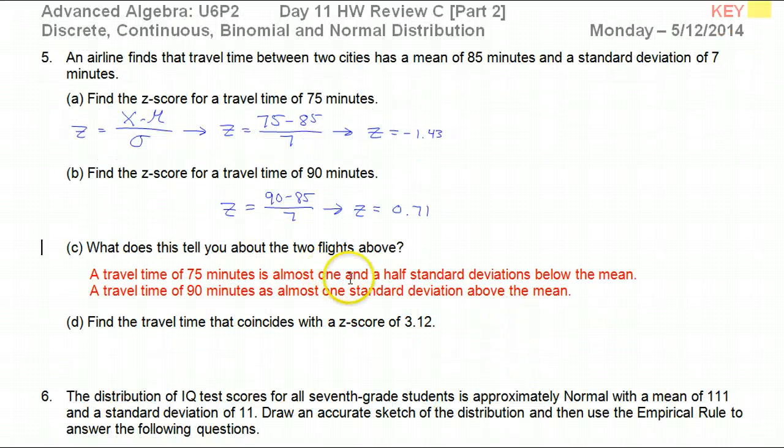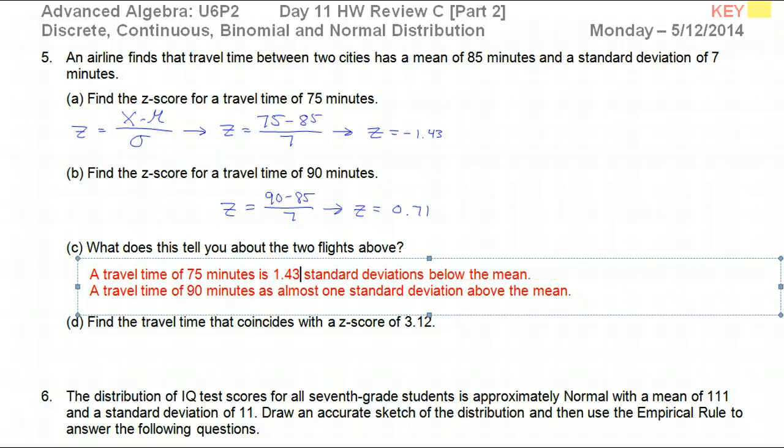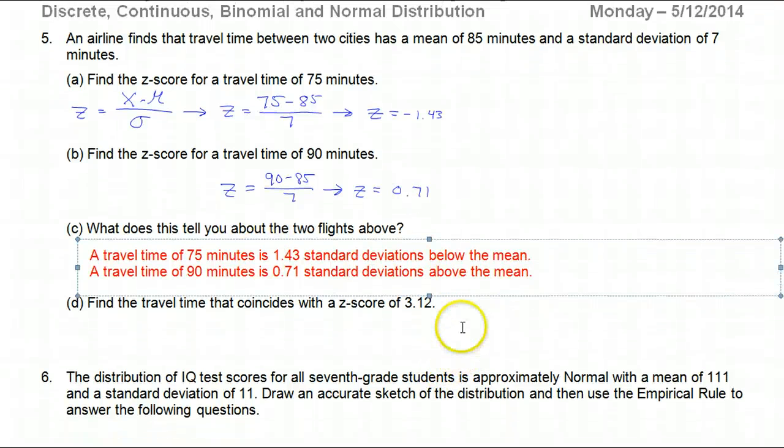I guess we could have been really specific and said a travel time of 75 minutes is 1.43 standard deviations below the mean, and a travel time of 90 minutes is, instead of saying almost 1 standard deviation, 0.71 standard deviations above the mean. Alright, if you want to be precise, then that's how you would say it.